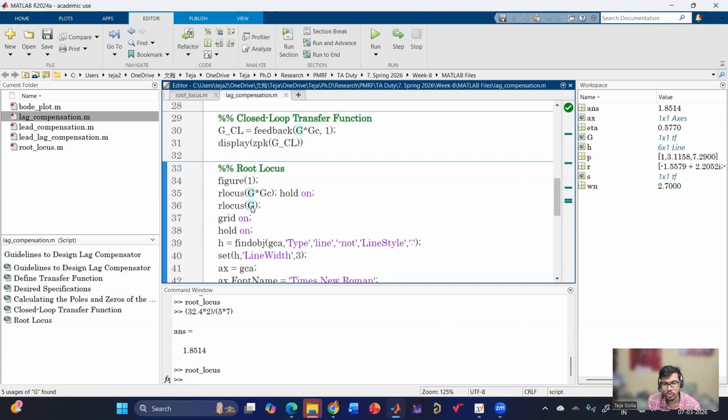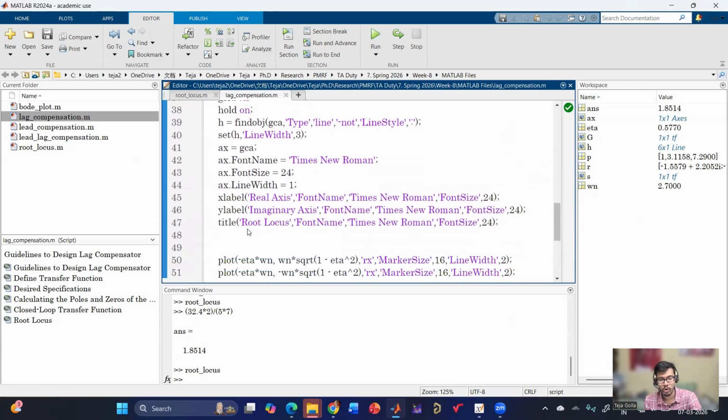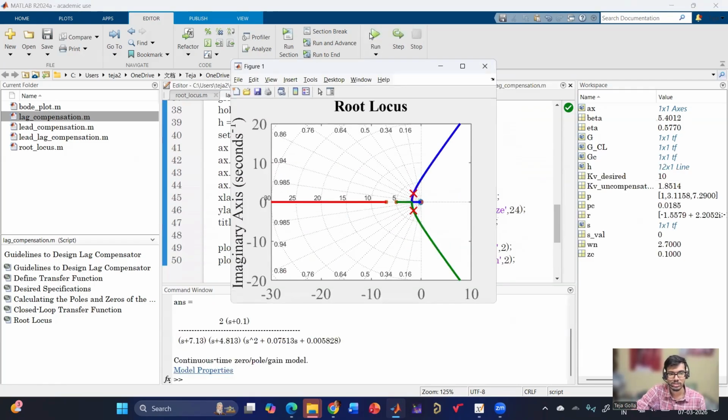So what we are trying to do is, because we know that additional GC will take care of the KV, we want to see whether this GC is altering the original root locus, because that is not supposed to happen. There may be slight change, but it should not deviate too much, and it should pass through the desired poles, which is this eta omega n. So I am plotting the root locus with and without compensation, and then checking the root locus.